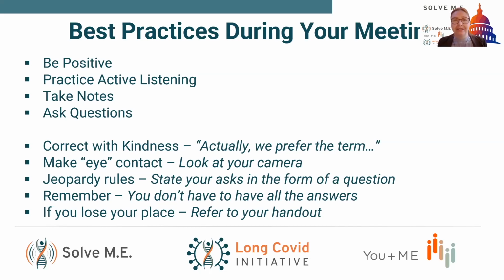Lastly, it's okay to get lost a little bit. If you lose your place, we have your handouts that were emailed out in advance. Always use those. They're here to help you. So it's all right to just say, I'm so sorry, excuse me, I'm having brain fog today. I lost my place. Give me a moment. Refer to your handout, find where you are, and keep going. Don't worry about taking the time you need to say what you need to say.